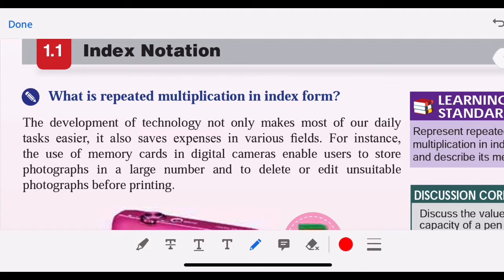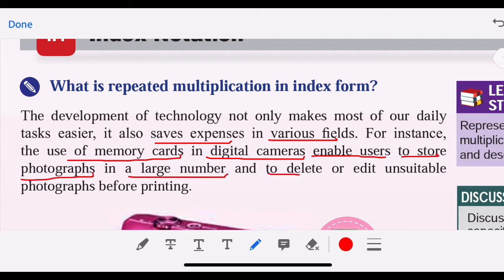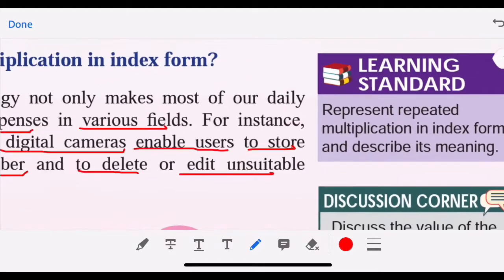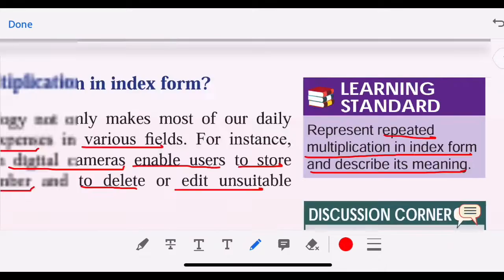The development of technology not only makes most of our daily tasks easier, it also saves expenses in various fields. For example, the use of memory cards in digital cameras enables users to store photographs in large numbers and to delete or edit unsuitable photographs before printing. So the learning standard is to represent repeated multiplication in index form and describe its meaning.